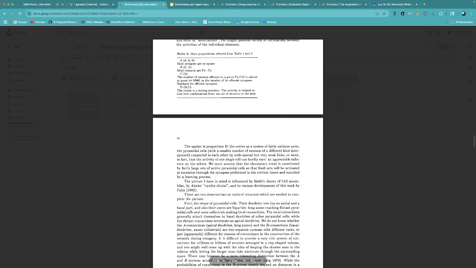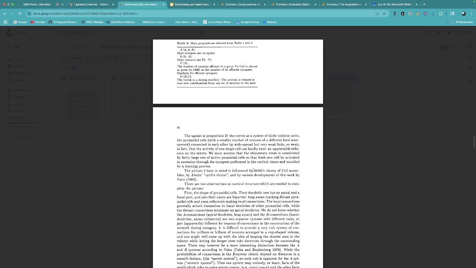The upshot is proposition D. The cortex is a system of fairly uniform units, pyramidal cells, with a smaller number of neurons of different kinds interspersed, connected to each other by widespread but very weak links. So weak, in fact, that the activity of one single cell can hardly exert an appreciable influence on the others. We must assume that the elementary event is constituted by fairly large sets of active pyramidal cells, so that fresh sets will be activated in succession through the synapses preformed in the cortical tissue and molded by a learning process.